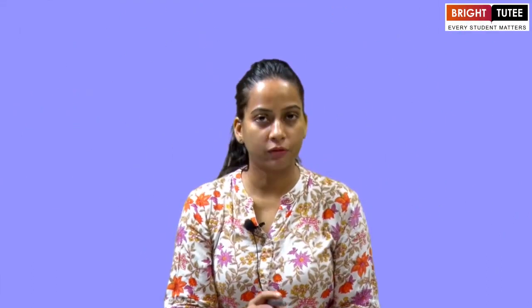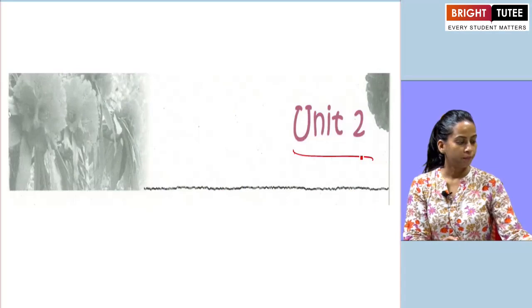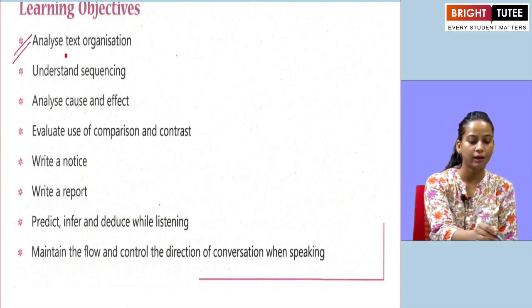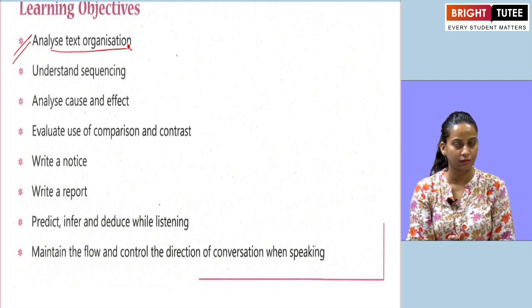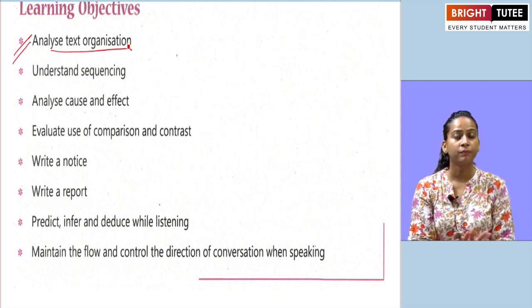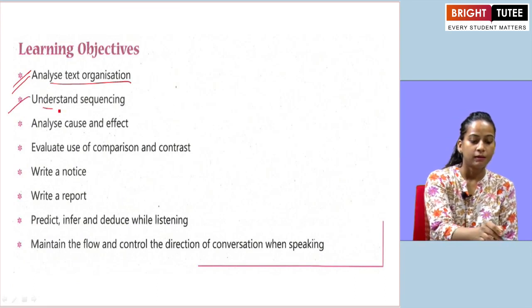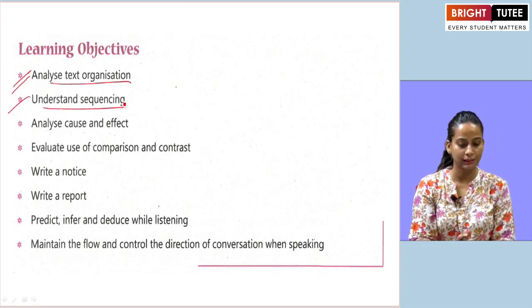Hello students, I am Jitesh Gola and today we are going to start with Unit 2 of the Class 11th main course book. The learning objectives of this Unit 2 are that we will learn about analyzing the text organization, that is how the text has been organized, and we will learn the sequencing. Here we are going to understand that sequencing.